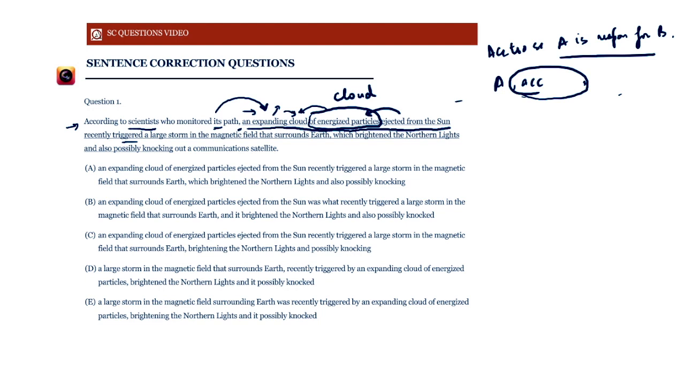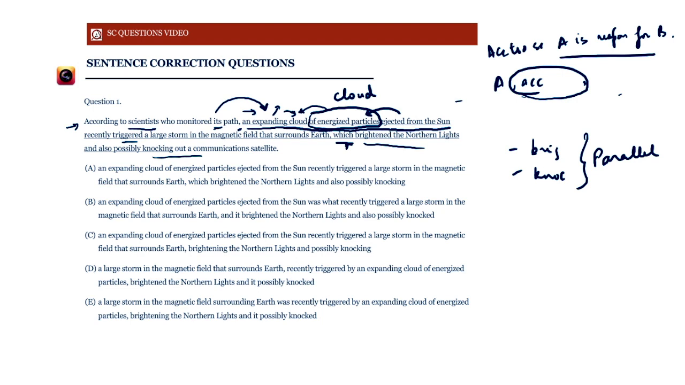Okay, so what did this cloud do? It recently triggered a large storm in the magnetic field that surrounds Earth. Fine, perfect till now. Which brightened the northern lights. Okay, now here, I have a comma and I have a which. So which refers to something. What does it refer to? Which brightened the northern lights and also possibly knocking out a communication satellite. So there is something that which refers to, and this thing did two things. It brightened the northern lights and it knocked out a communication satellite. Now there are two impacts that happen. One is the brightening of the northern lights and two is knocking out of the communication satellite. So they both should be in parallel. These need to be in parallel.